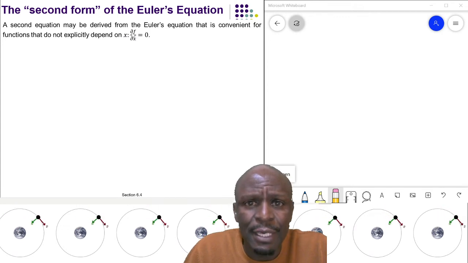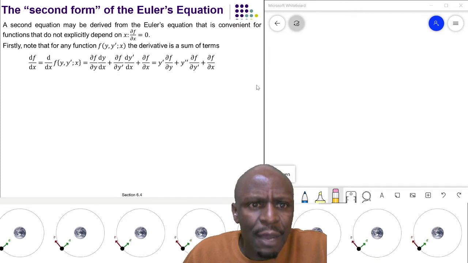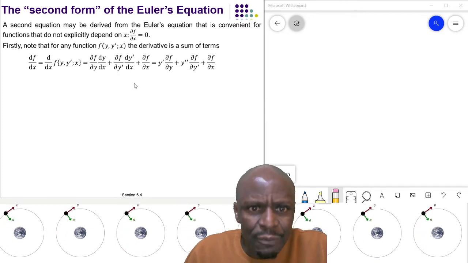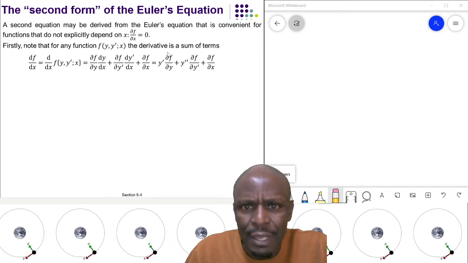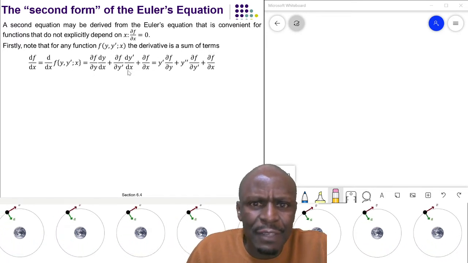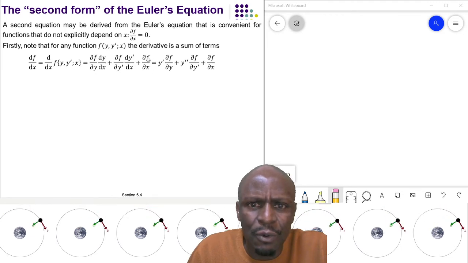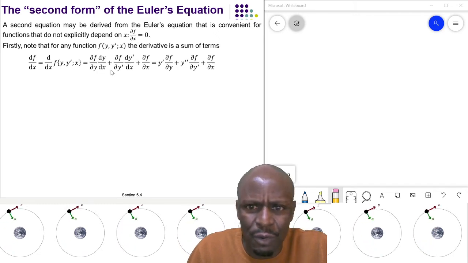For an example, if this is 0, what are we going to have? Now, first of all, note that for any function f, the derivative is the sum of the terms. So this is what you are going to have. Don't ask me where is the dx or d over dx. It's just 1. So this is what you are going to have.